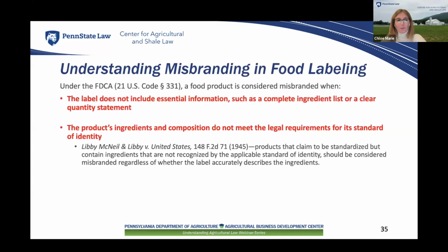All right, so I'll try to go fast. A food product is also considered misbranded when the label does not include essential information, such as a complete ingredient list or a clear quantity statement, or the product's ingredients and composition do not meet the legal requirements for its standard of identity. In this case, which actually established precedent, the court ruled that products that claim to be standardized but contain ingredients that are not recognized by the standard of identity are misbranded, regardless of whether the label actually accurately lists the ingredients.